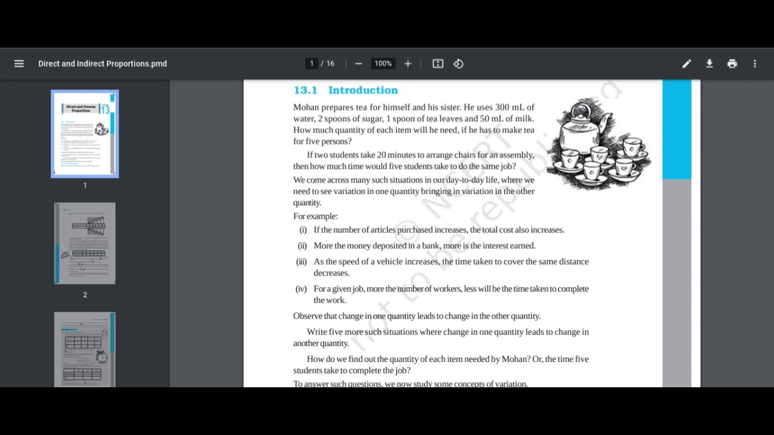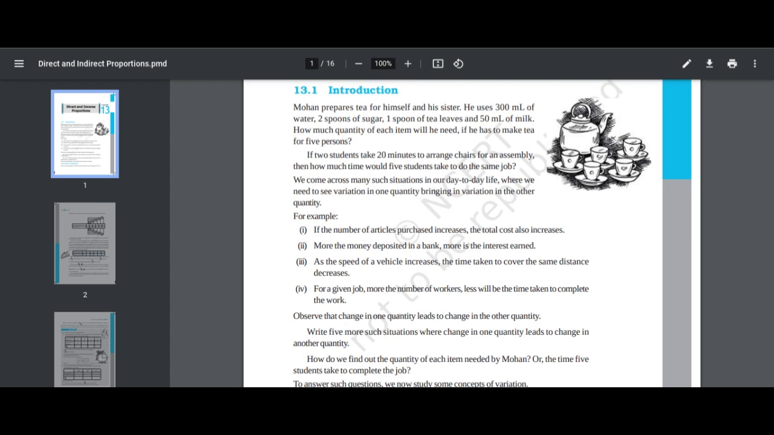Okay, so the next is the same question. If 2 students take 20 minutes to arrange chairs for an assembly, then how much time will 5 students take to do the same job? Now, 2 students take 20 minutes. If I increase to 5 students, how much time will they take? It means that the time will decrease. It will take about 5 minutes or 10 minutes, right?